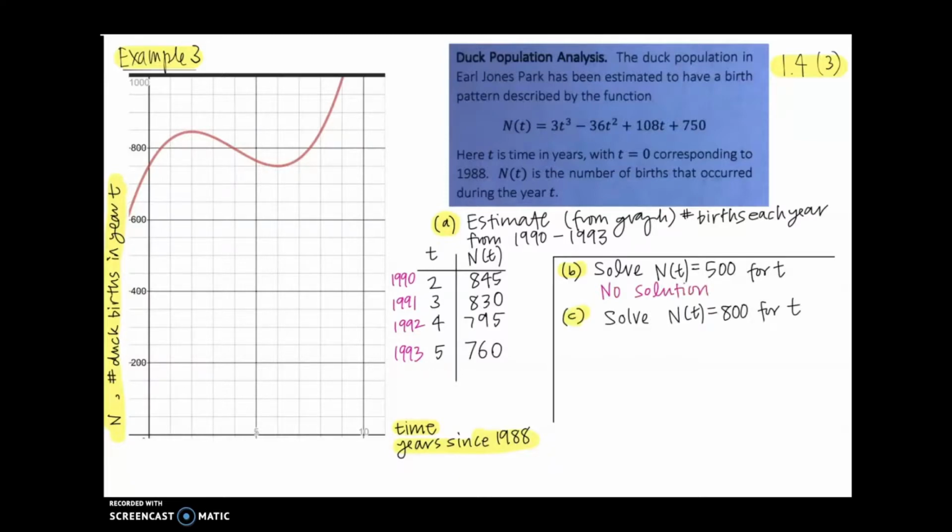So here's another one to think through. Solve n of t equals 800 for t. This one does have a solution, actually has multiple solutions. Pause the video and see if you can solve this equation here for t.